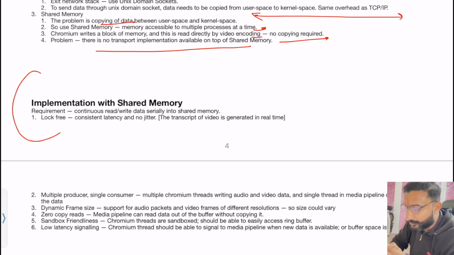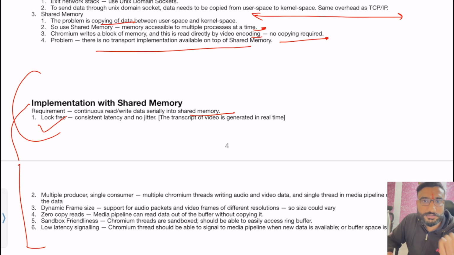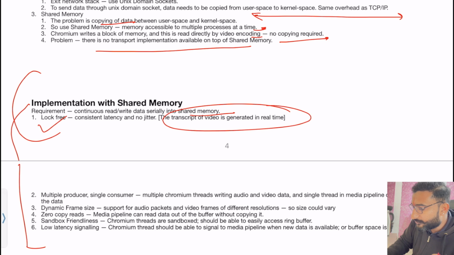The first, main requirement is that there are continuous reads and writes happening. Now, what functionalities do we need? First thing is lock free, as in the data is not locked per se. The data can be continuously read without needing a lock. Then consistent latency and no jitter. One use case is that the transcript of video is generated in real time, so it should be fast. The latency should be predictable.